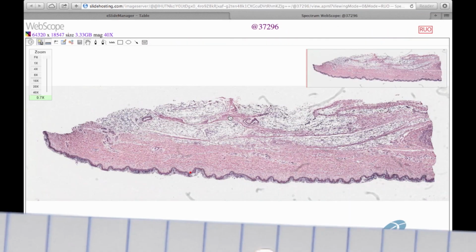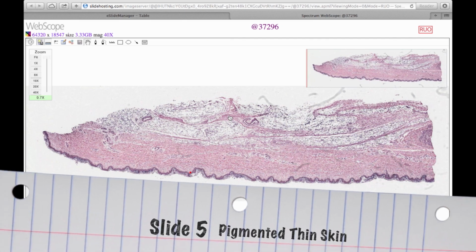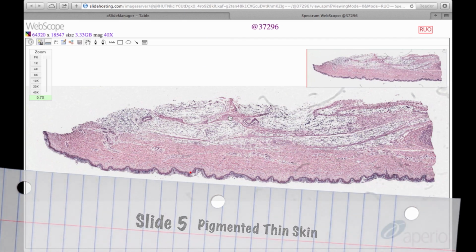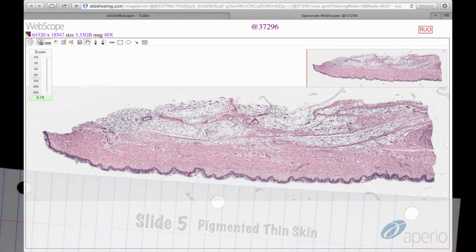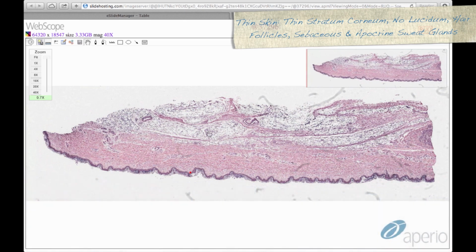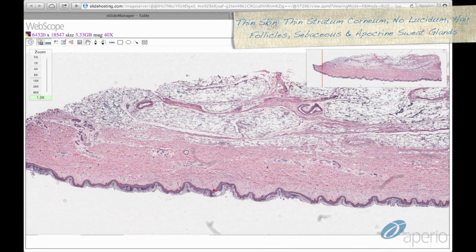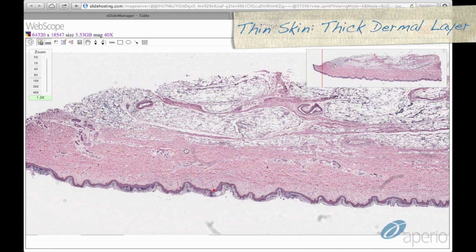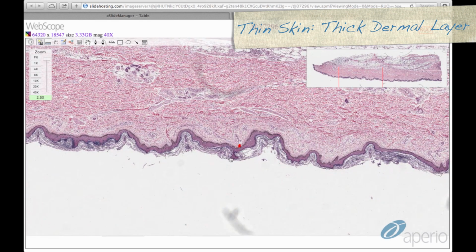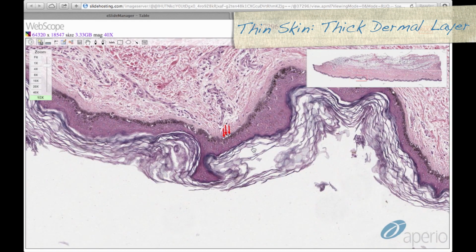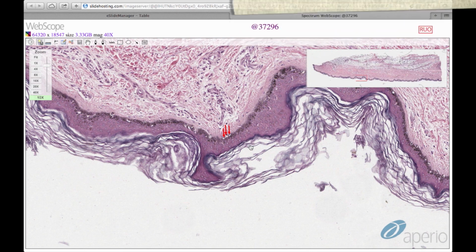We have now transitioned to slide 5, which is a section of hyperpigmented thin skin. Thin skin has a thin stratum corneum and does not contain a stratum lucidum. It also contains hair follicles, sebaceous glands, and apocrine sweat glands. Although the epidermis is thin, the dermal layer of thin skin is relatively thick. If you want, pause the video now and try to orient yourself by identifying the 4 layers of the thin skin epidermis.